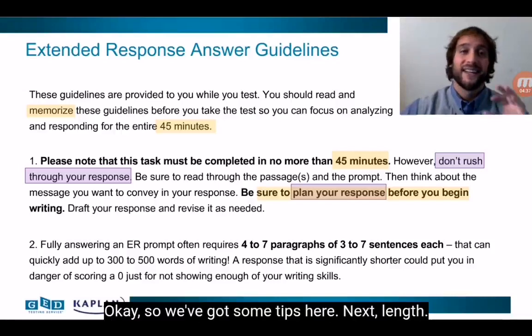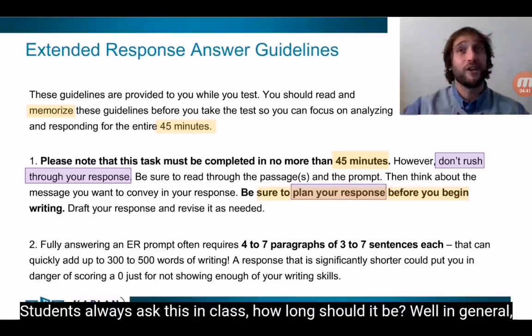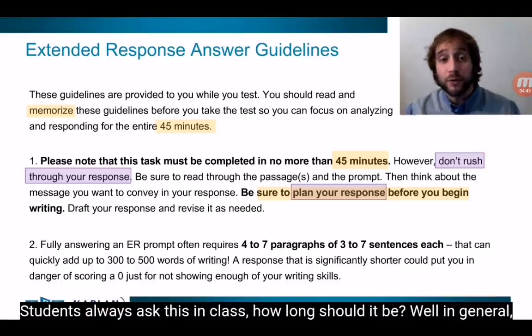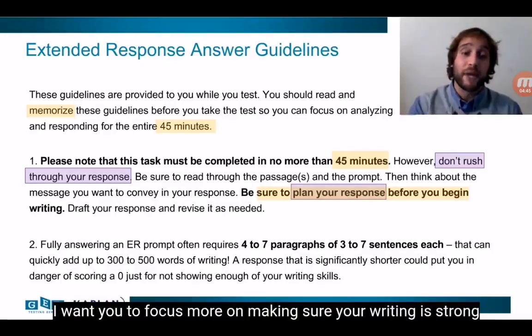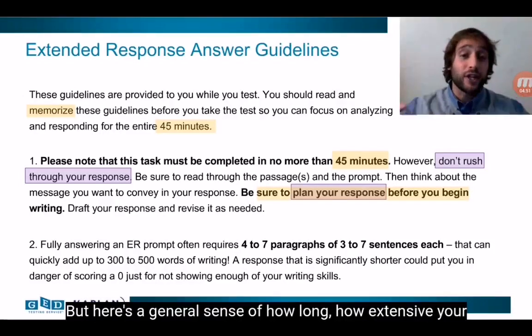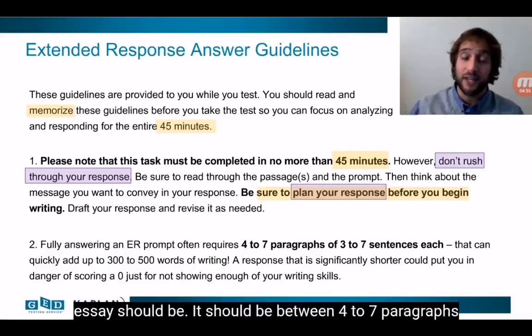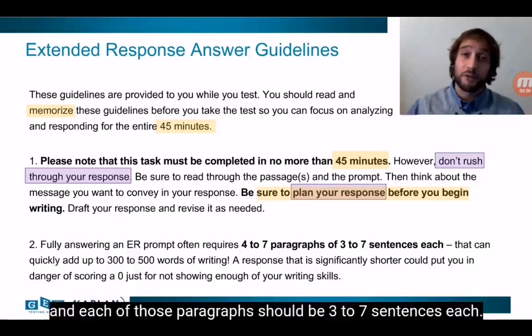Next, length. Students always ask this in class. How long should it be? Well, in general, I want you to focus more on making sure your writing is strong and effective. That's the most important thing. But here's a general sense of how long, how extensive your essay should be. It should be between 4 to 7 paragraphs, and each of those paragraphs should be 3 to 7 sentences each.